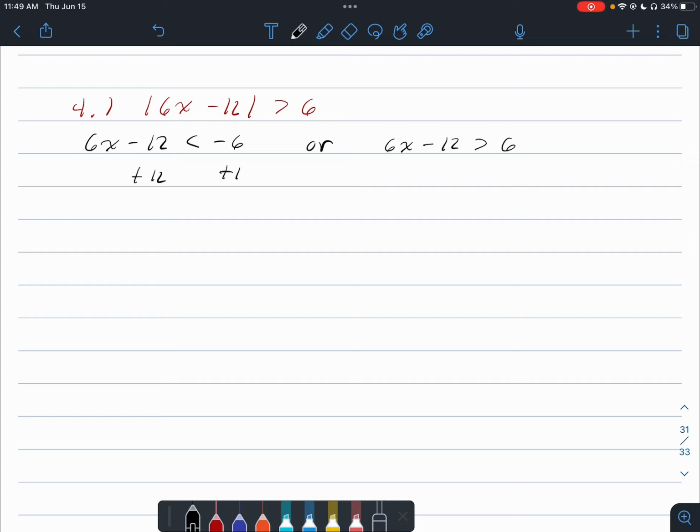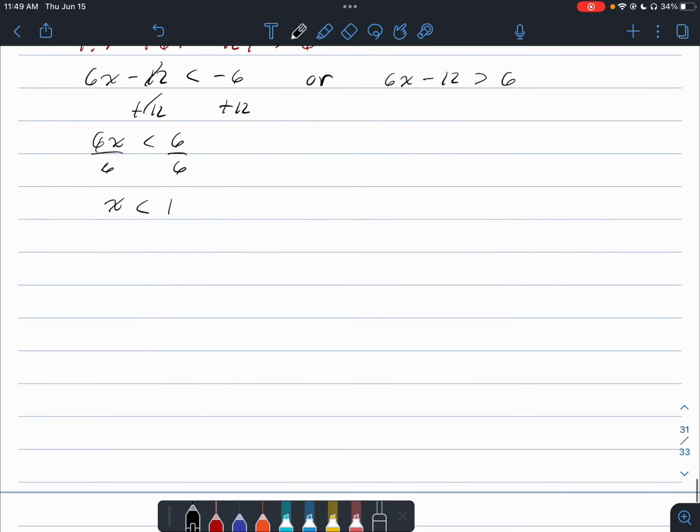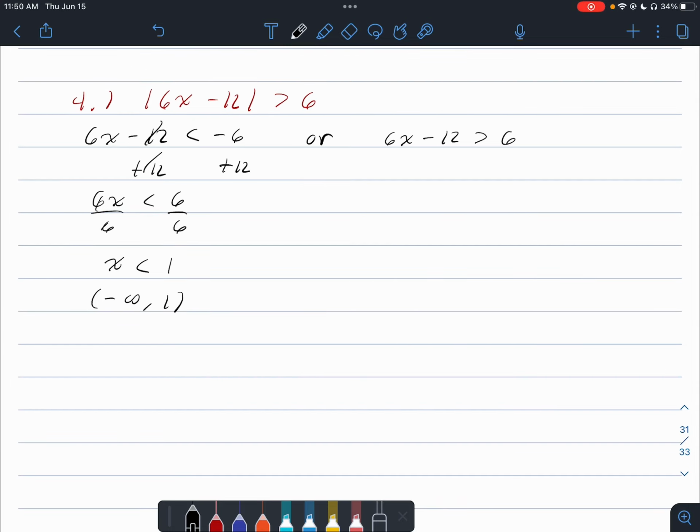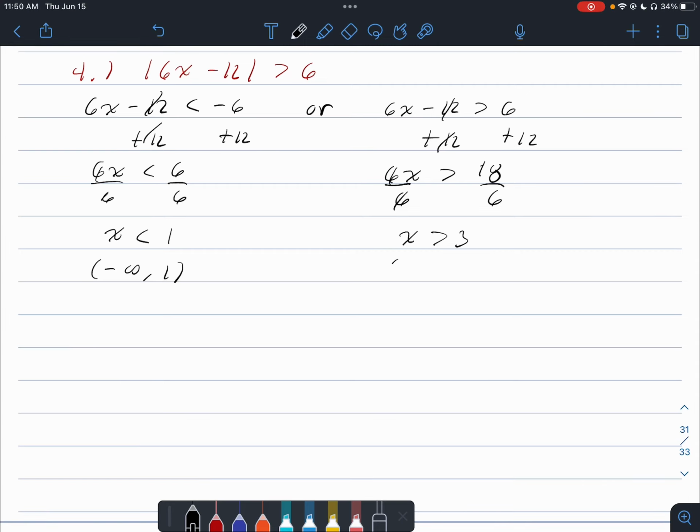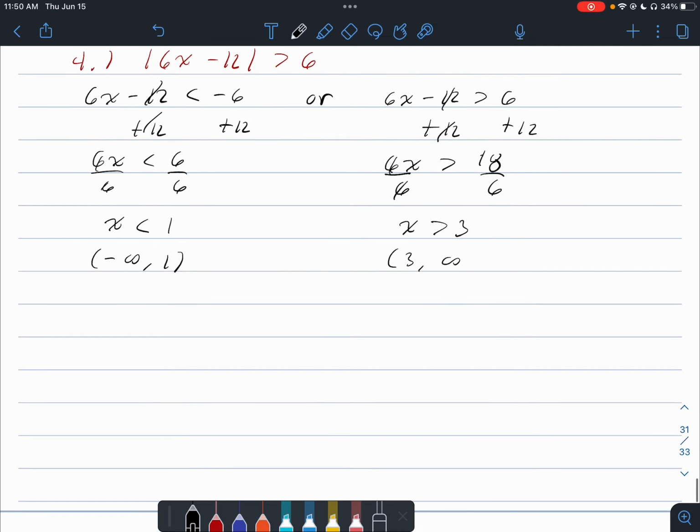We'll add 12 to both sides, and we'll get 6x is strictly less than 6, divide by 6, and we'll get x is less than 1. And we can write this as -infinity to 1. Then over here we have plus 12 plus 12, and we'll have 6x is strictly greater than 18. Divide both sides by 6, and we'll get x is strictly greater than 3. So we can write this as 3 to infinity.